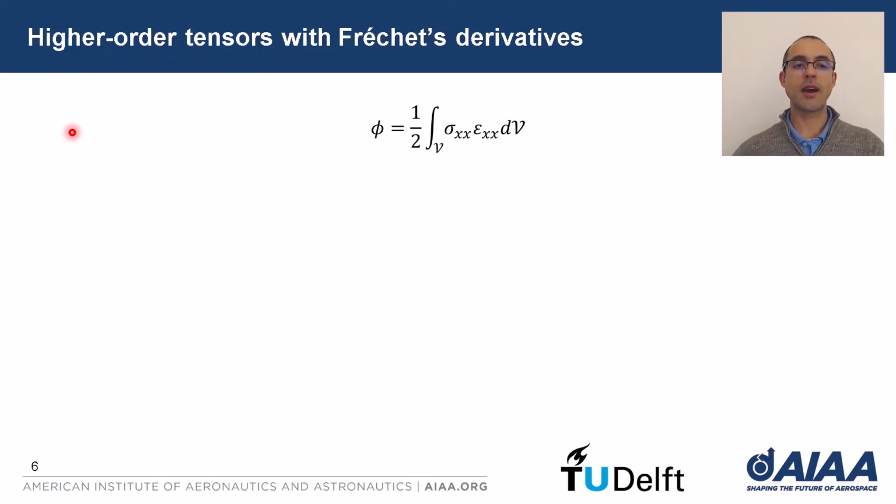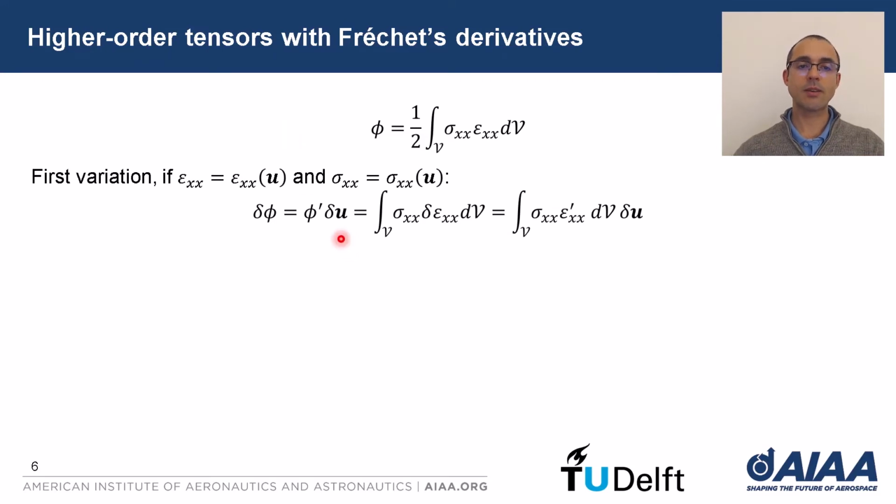We obtain the higher order tensors with the Fréchet's derivatives. Given in the simplest case of a uniaxial stress and uniaxial strain, and then we can obtain the total potential energy functional, assuming that there will be only contribution from the strain energy. This would be the equation that we have. So basically integrating the multiplication of the strain and stress over the volume.